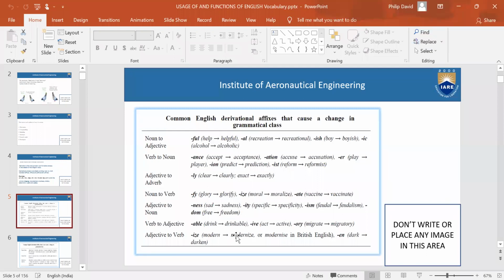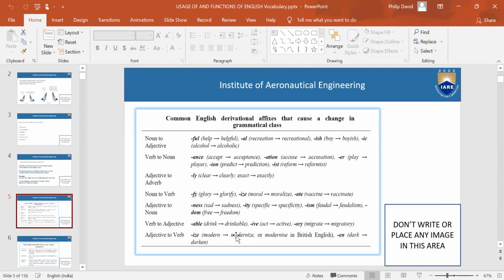Noun to verb. Glory, glorify. Moral, moralize. Vaccine, vaccinate. Noun becoming a verb. Earlier we saw how a verb became a noun. Now a noun is getting converted to a verb through the addition of different suffixes. Yes, please carry on.